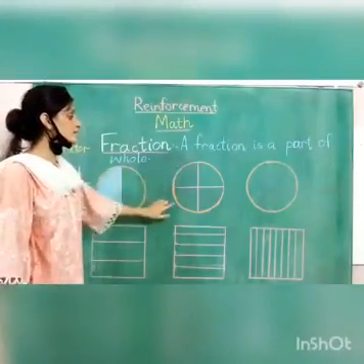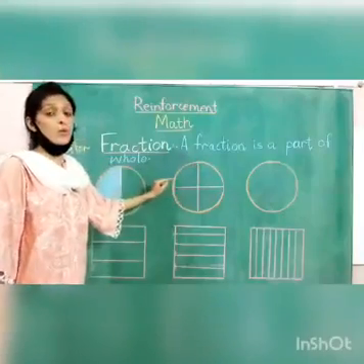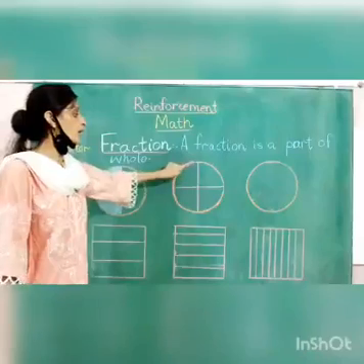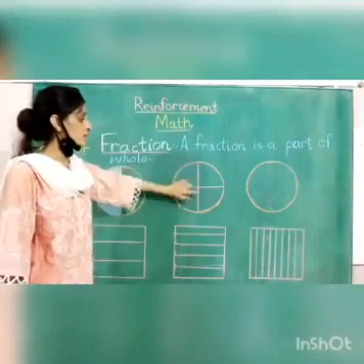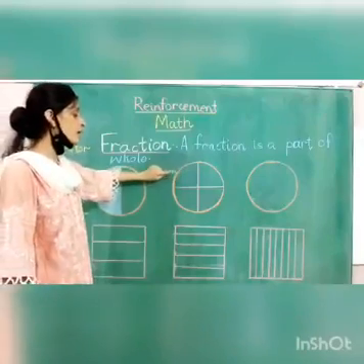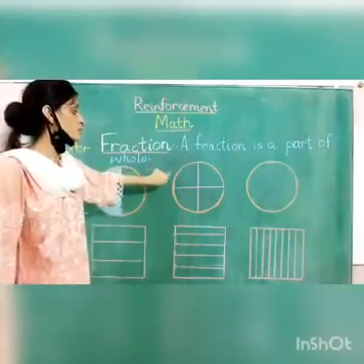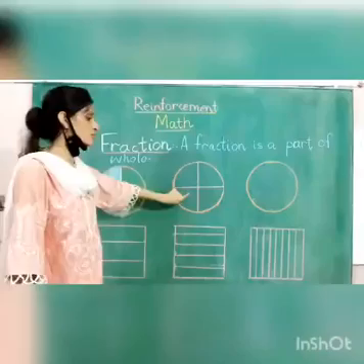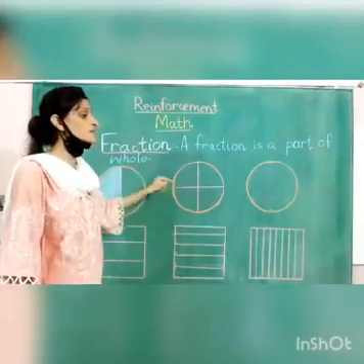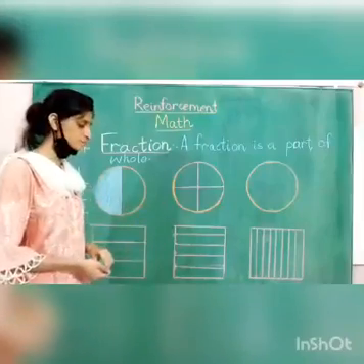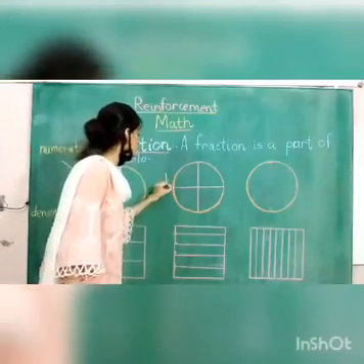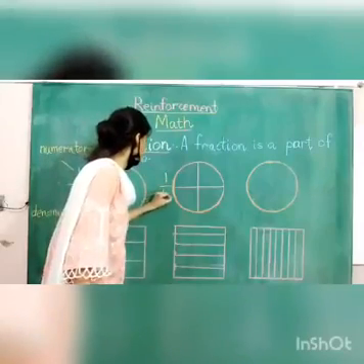Now, look at this circle. It is a whole circle which can be divided into four parts. One part of this circle is called 1/4. So, four parts of the circle will be called 4/4. So, 4/4 makes a whole circle, and it is written like this: 1/4.